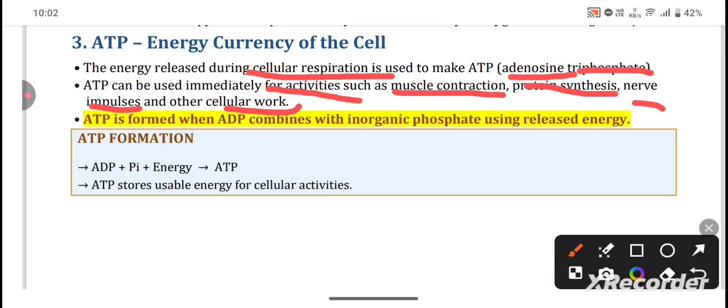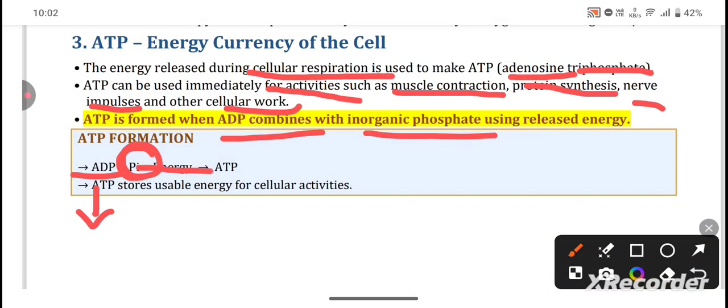So ATP is formed when ADP combines with inorganic phosphate using released energy. So this is the process of formation of ATP. ADP, which means adenosine diphosphate, combines with inorganic phosphate in the presence of a certain amount of energy to give adenosine triphosphate, which is the stored form of energy, and this ATP is stored in the mitochondria as usable energy for cellular activities. So this is the byproduct of cellular respiration.